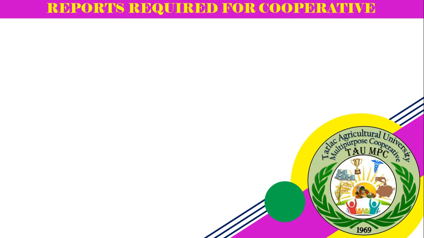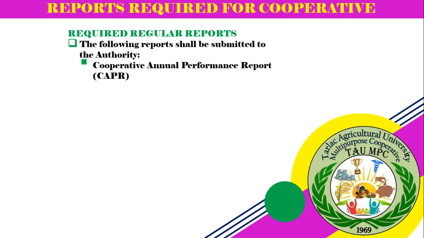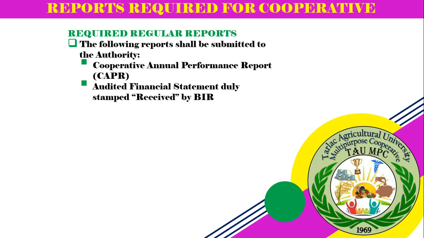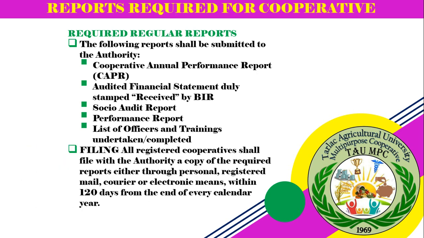Reports required for cooperative. Required regular reports. The following reports shall be submitted to the authority. Cooperative Annual Performance Report. Audited Financial Statement duly stamped, received by BIR. Social Audit Report. Performance Report. List of officers and trainings undertaken or completed. Filing. All registered cooperatives shall file with the authority a copy of the required reports either through personal, registered mail, courier, or any electronic means within 120 days from the end of every calendar year.